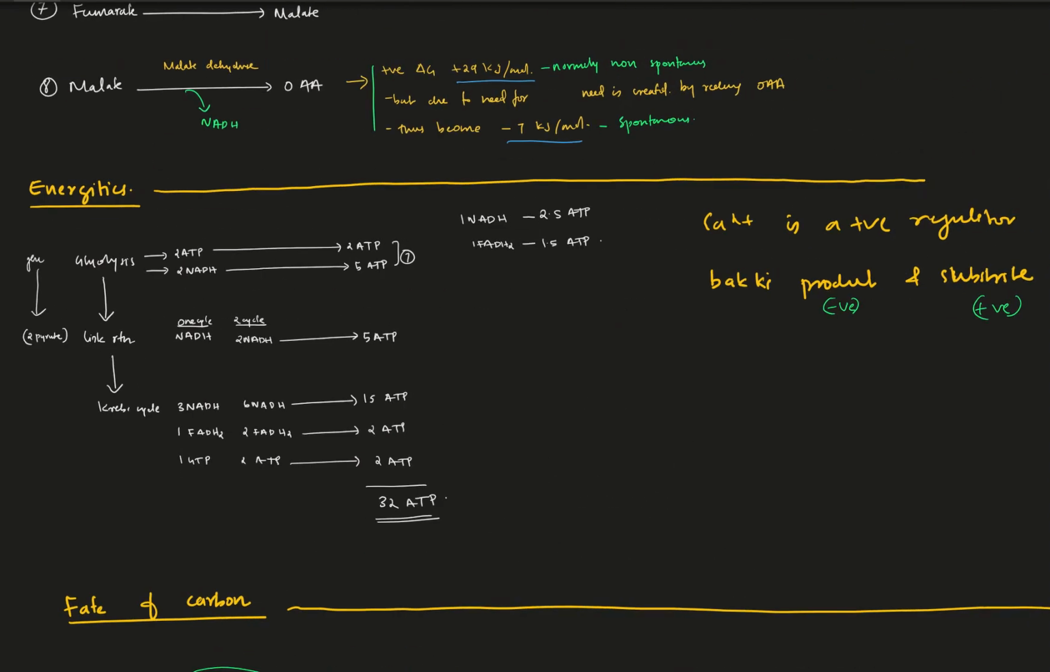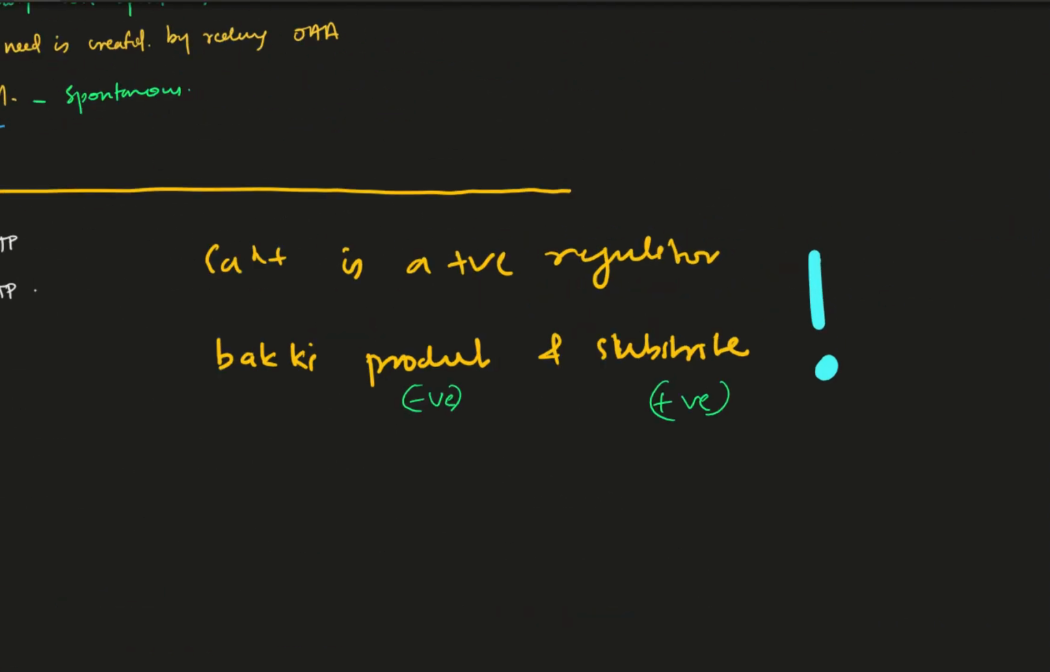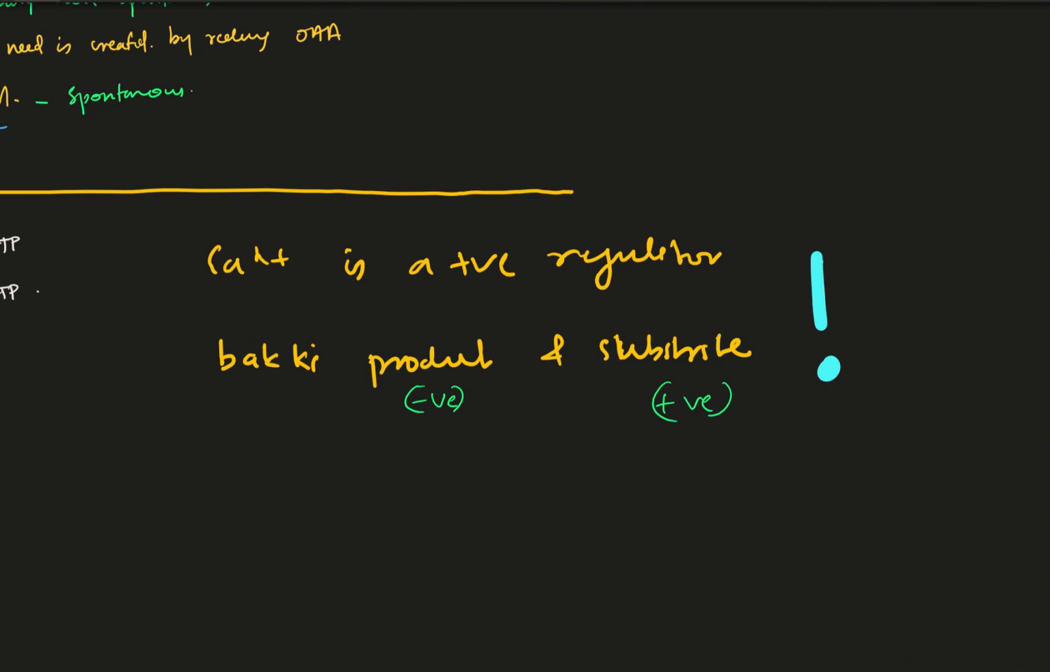Then the energetics. If we look at the energetics, Ca2+ acts as a positive regulator in most of the enzymes in the Krebs cycle.